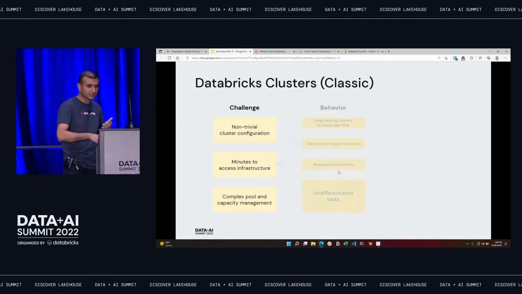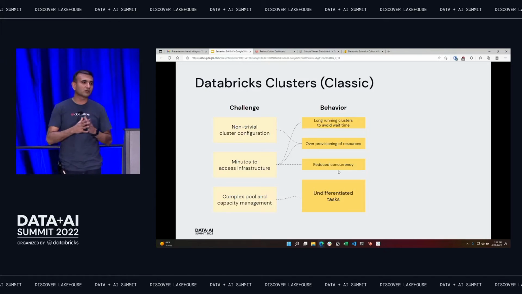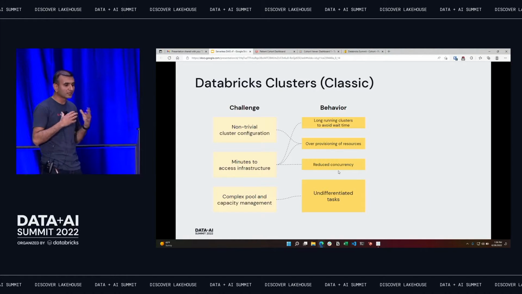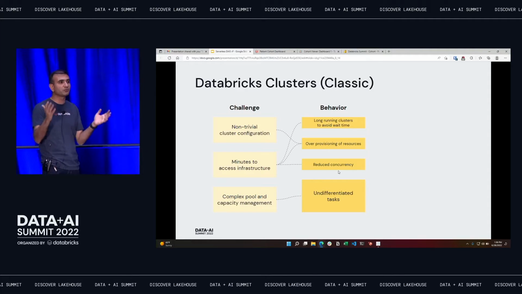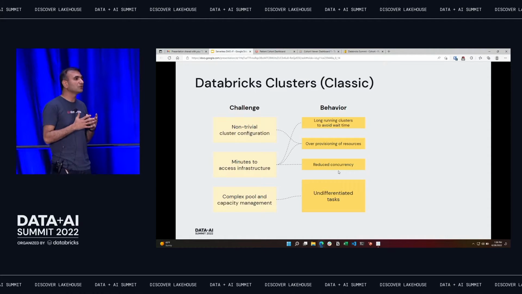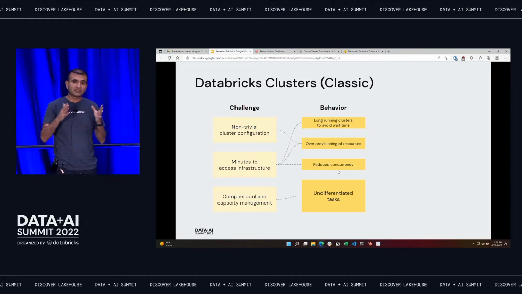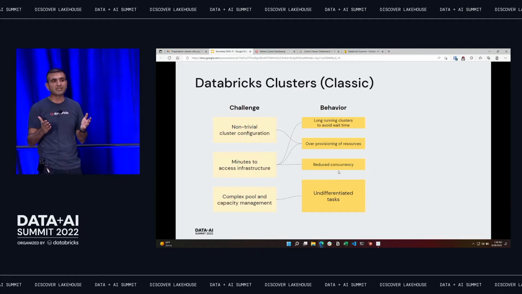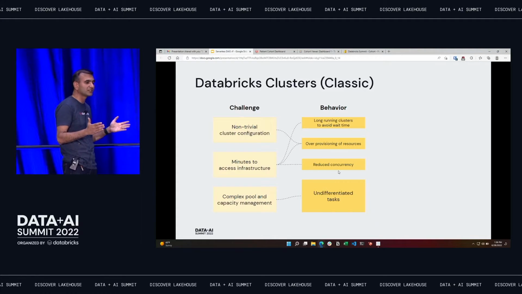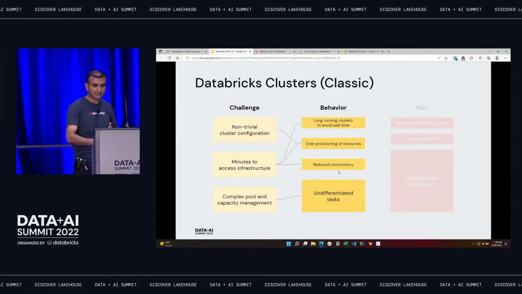And these challenges lead into some behavior that we are seeing across all the customers. For example, we are seeing long-running clusters to avoid the startup time. We are seeing customers over-provision the capacity because they don't know if there will be enough compute environment to serve their spiky and bursty workloads. And in addition to that, if you think about all these different environments, these are differentiated tasks, but underneath they are using the same clusters. So they are not differentiating, meaning that they are not really gaining the benefit of the platform for their differentiated tasks.